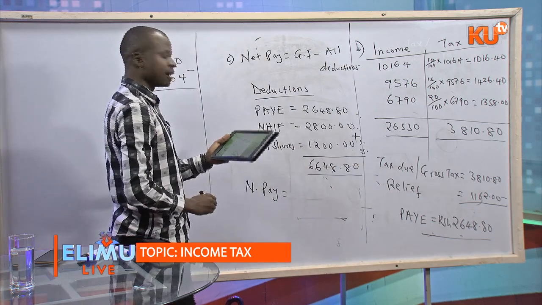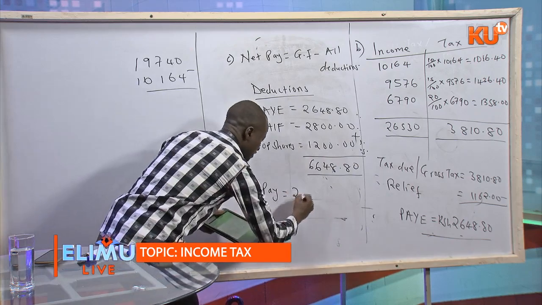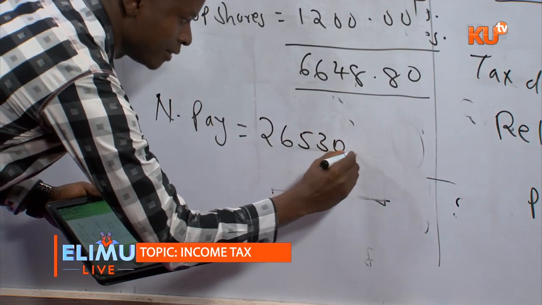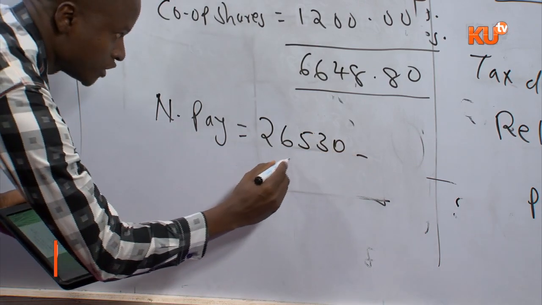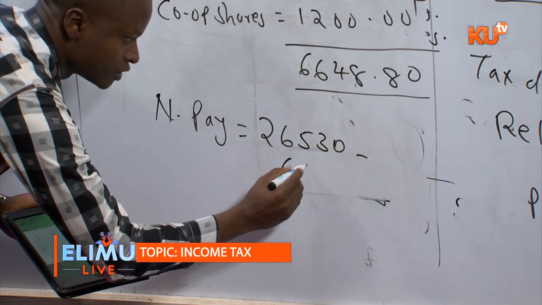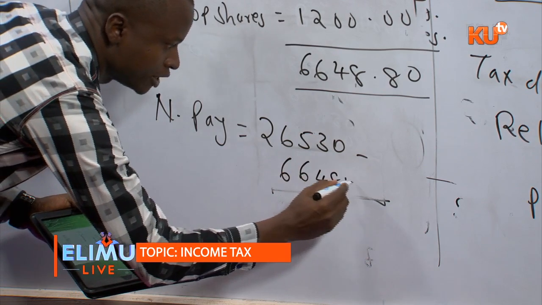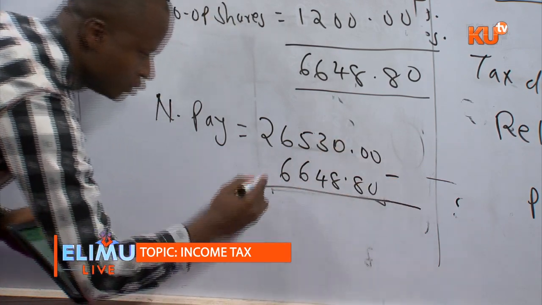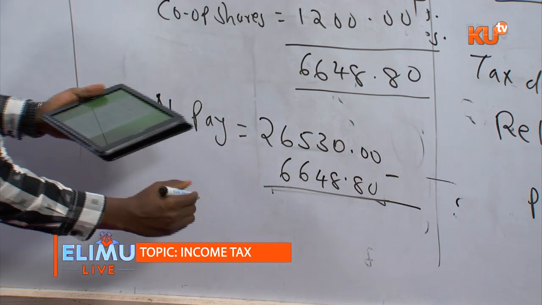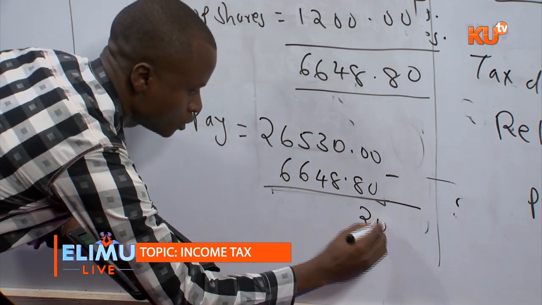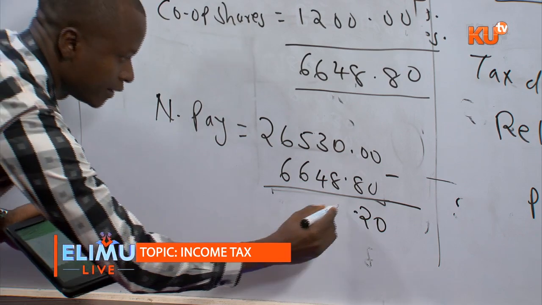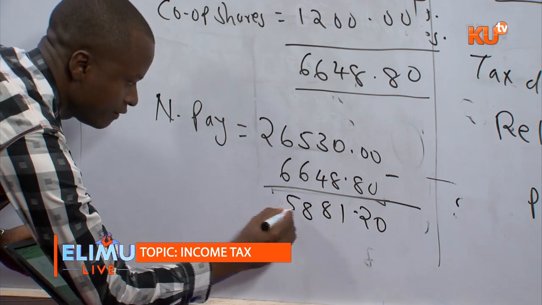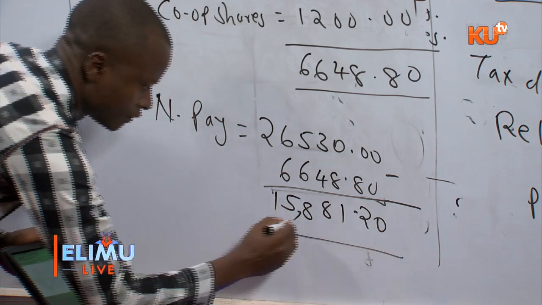Then from there, you can now get your net pay. Net pay equals the gross income, which was 26,530, then minus 6,648.80. So this will be 0.00. Then you subtract the 2. Then you will get here 2. Then this one is 18851.